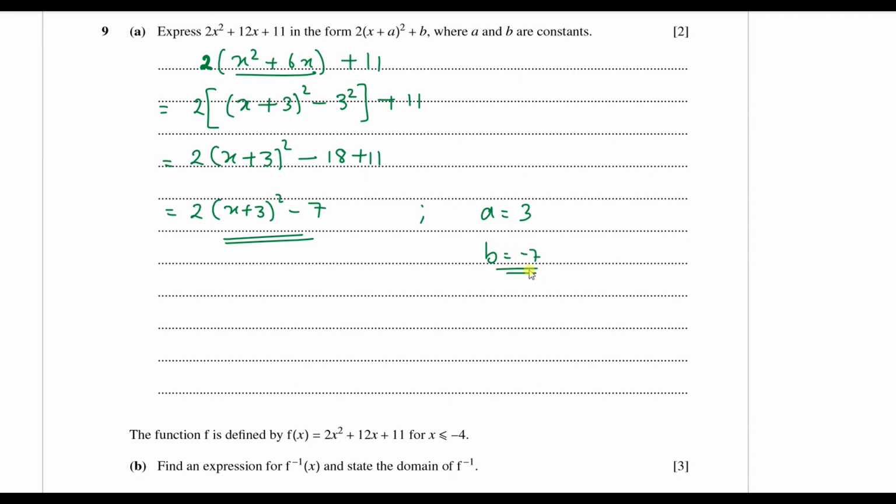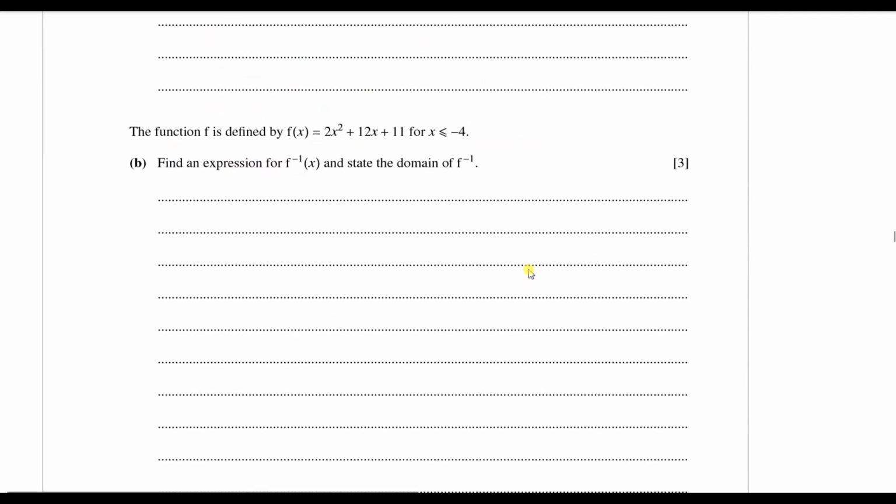And the second part is: the function f is defined by f(x) is equal to 2x squared plus 12x plus 11 for x less than or equal to minus 4. Find an expression for f inverse of x and state the domain of f inverse.